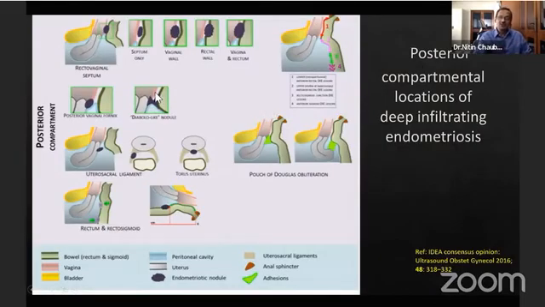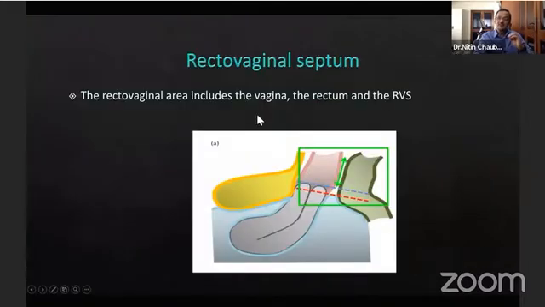Then we go to the posterior compartment, which is very important. So here again, we divide the posterior compartment into 4 parts: the rectovaginal septum, the posterior vaginal fornix, the retrosacral ligaments, and finally the rectum and the sigmoid colon. So we go step by step. Now first we look at the rectovaginal septum.